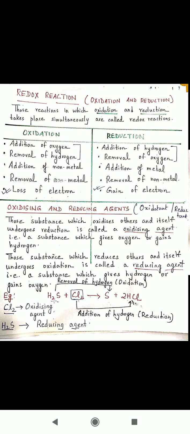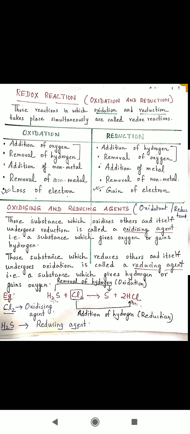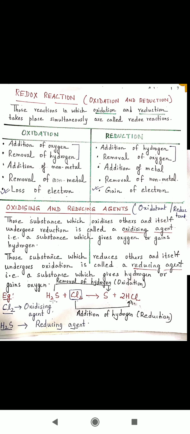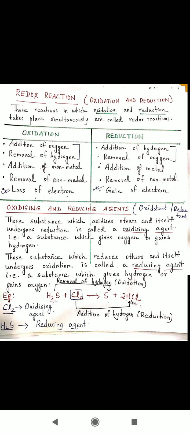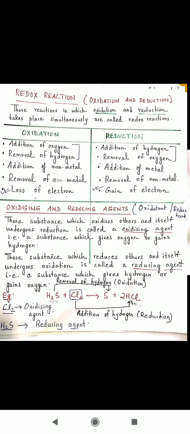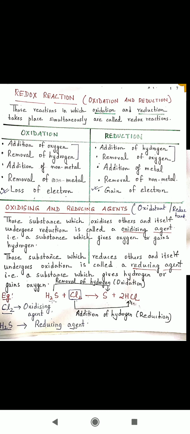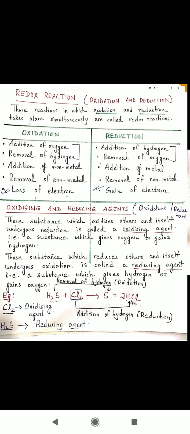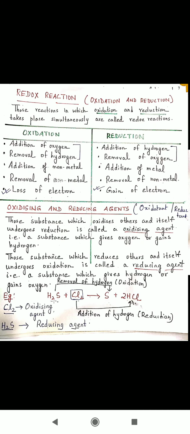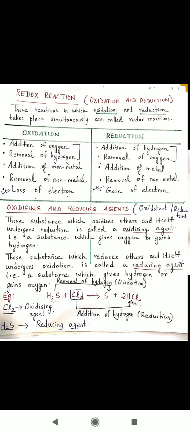Now when we are studying oxidation and reduction, it's important to know what are oxidizing agent and reducing agent. Oxidizing agents are also called oxidant and reducing agents are called reductant. Oxidants are those substances which oxidize others and itself undergoes reduction. And reducing agents are those substances which reduce others and itself undergoes oxidation. Let us apply this concept in an example so that you can understand what is oxidation and reduction.